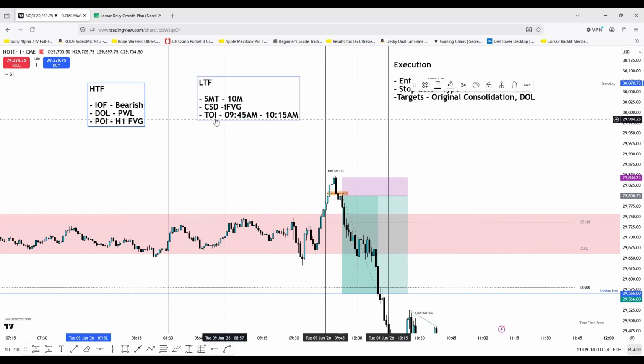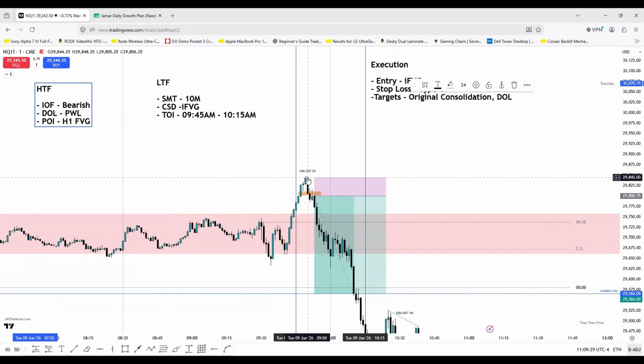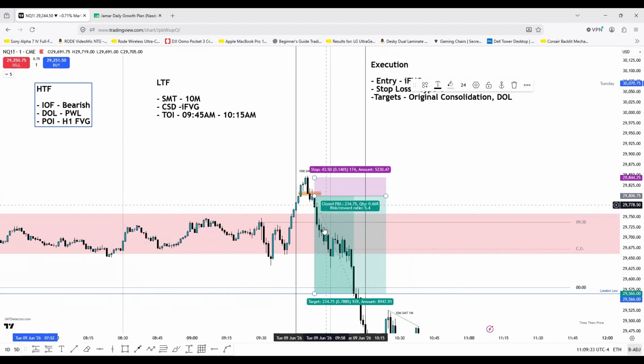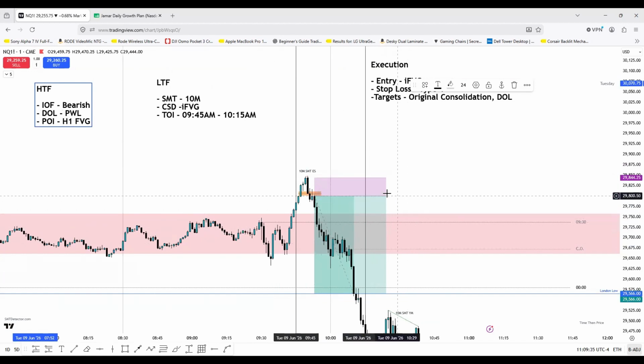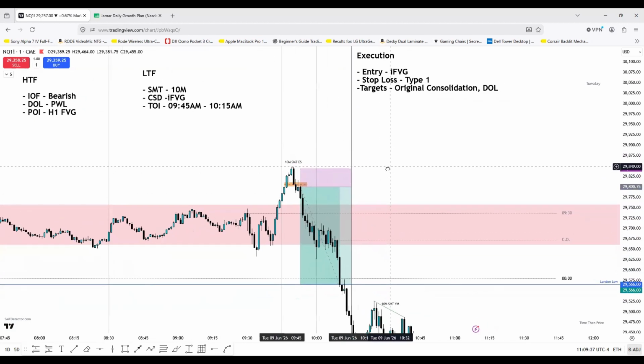And we had this during our time of interest, which is 9:45 to 10:15, that first AM macro. If it doesn't happen in the first AM macro, the second chance would be 10:45 to 11:15. But consider that the SMT and CSD happened during the macro. You can enter anytime during and after that macro time.